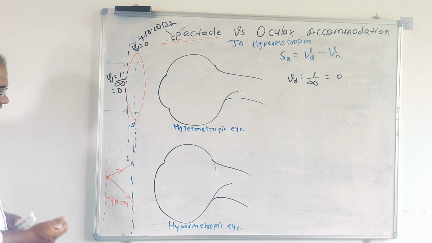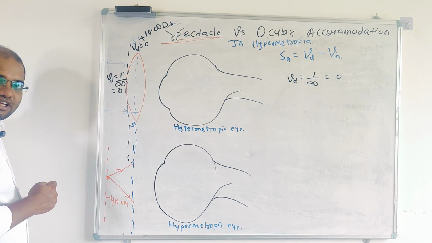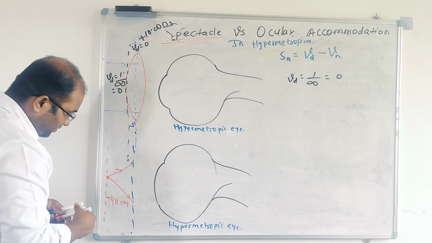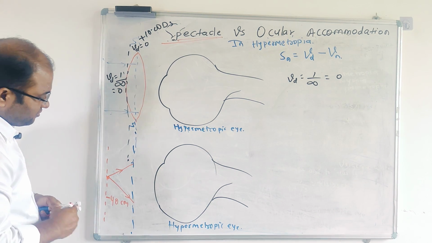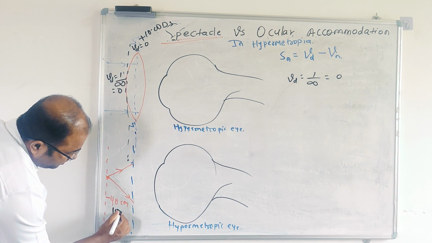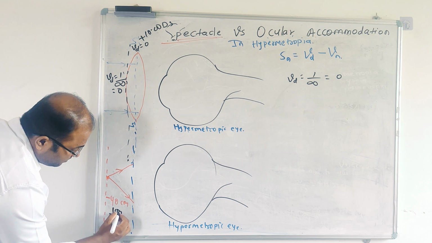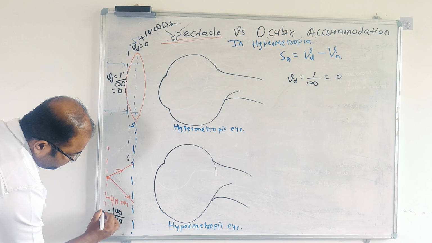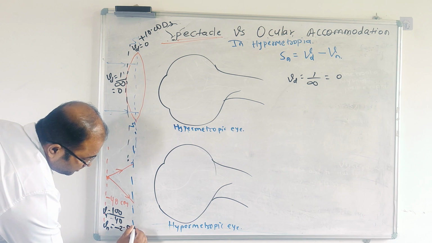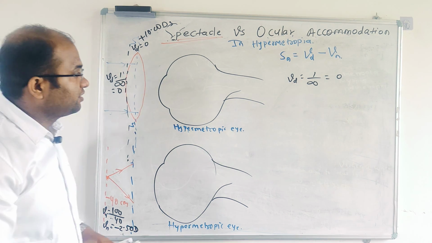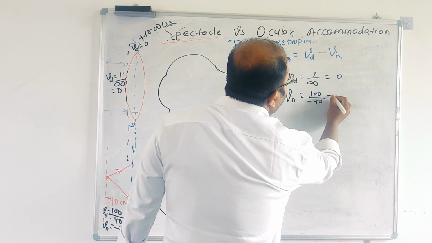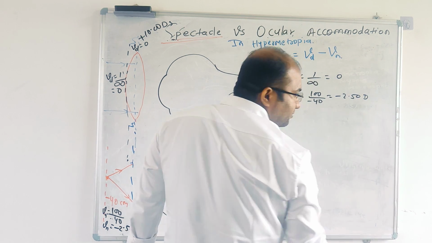Okay. Now the second thing: I want to find out the vergence of light at this spectacle plane. So I will just take the reciprocal of this distance. If I reciprocate this distance, what will I get? 100 by, it is in centimeter, right? Minus 40 centimeters. So directly I can do 100 by minus 40. So you will get Vn. Vn is equal to 100 by minus 40, that is minus 2.50 diopter.